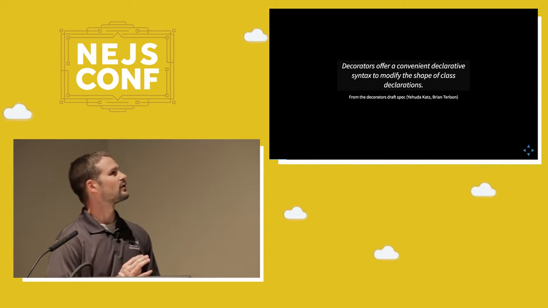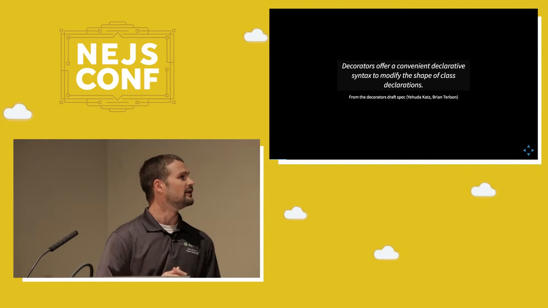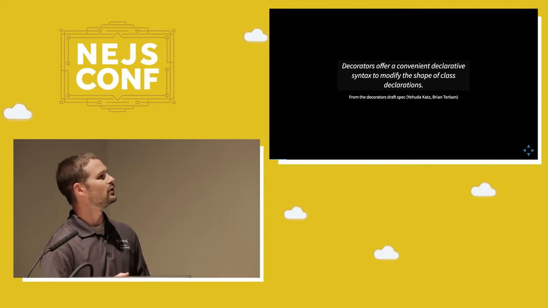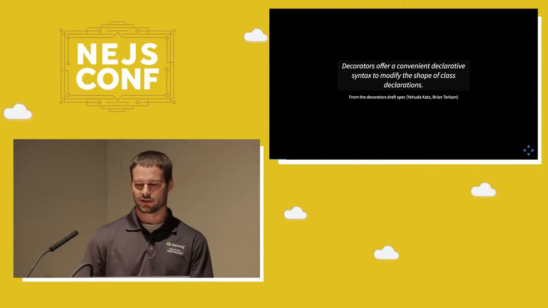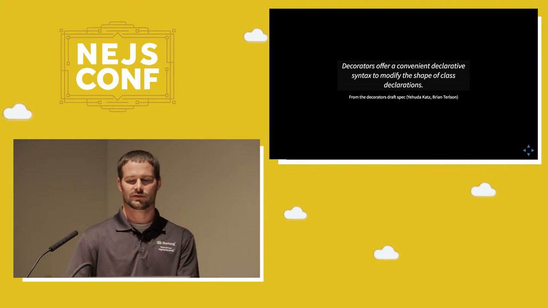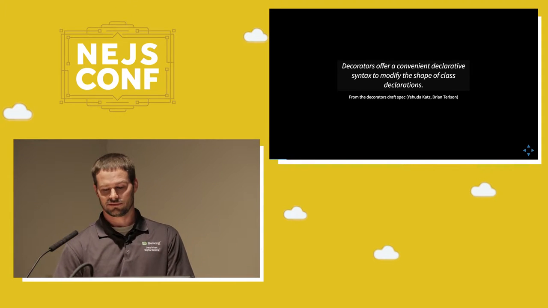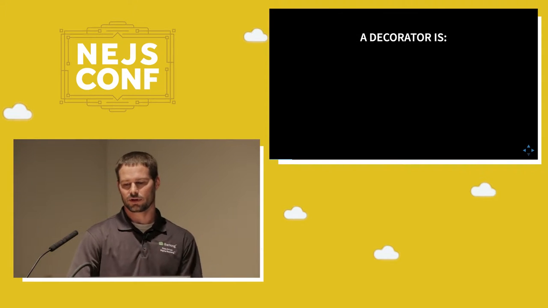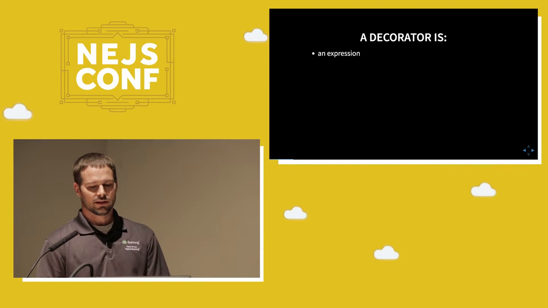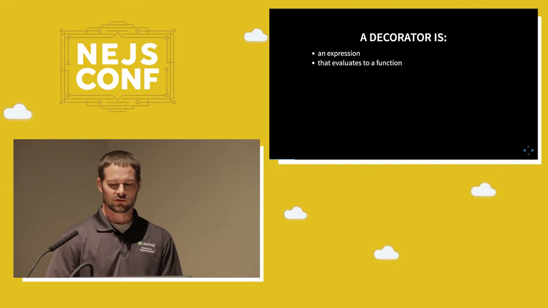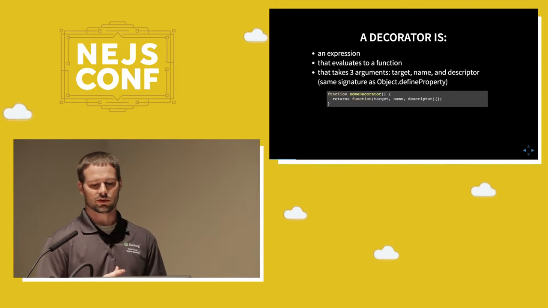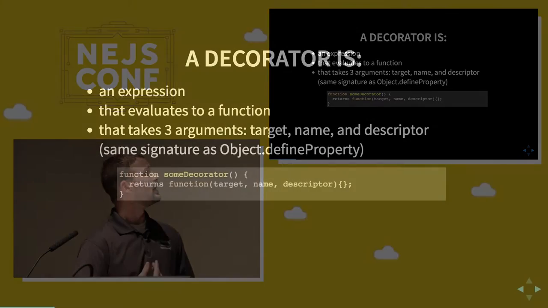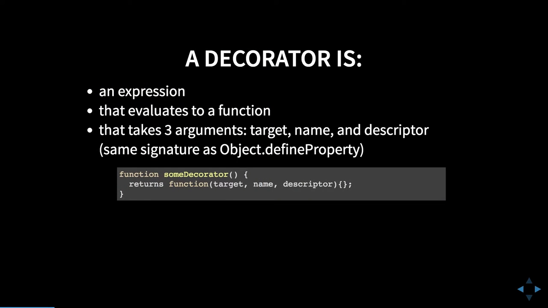So what decorators actually do, from the spec that is currently out there from Yehuda Katz and Brian Terlson: decorators offer a convenient declarative syntax to modify the shape of class declarations. What does that really mean? Let's take a look at what a decorator is. It's an expression that evaluates to a function that takes three arguments: target, name, and descriptor. This is the same signature as Object.defineProperty, if you're familiar with that. We'll talk about that in a little bit as well.